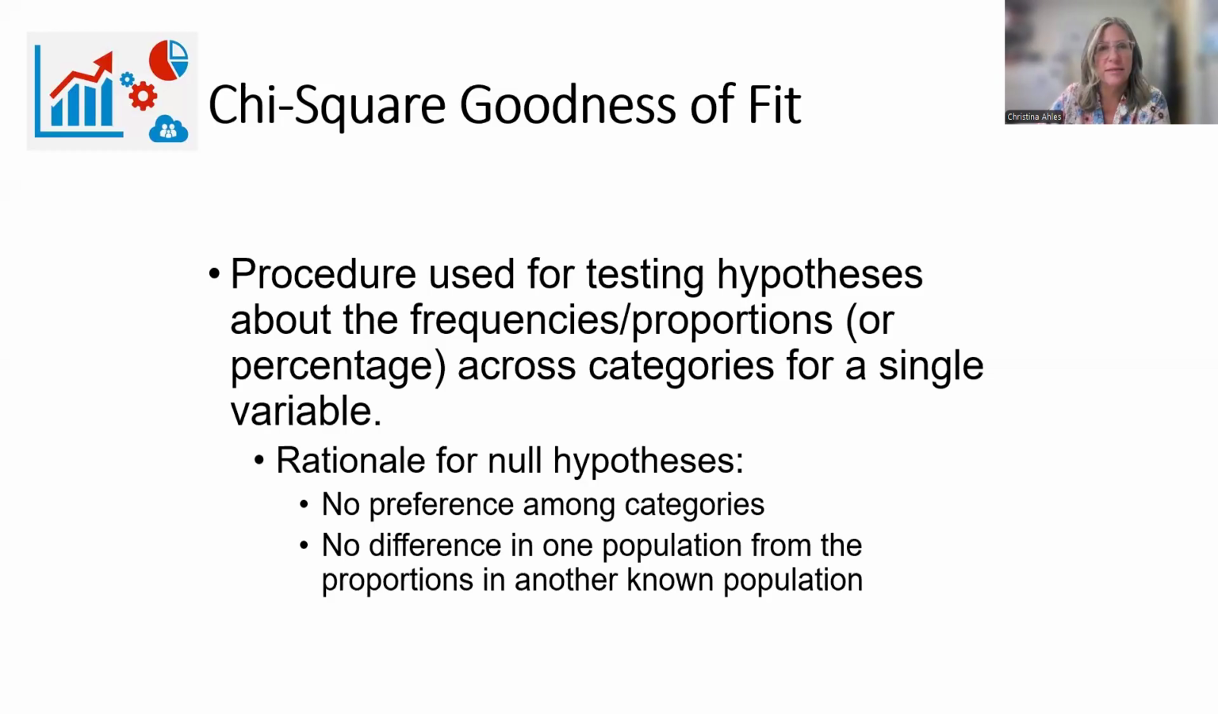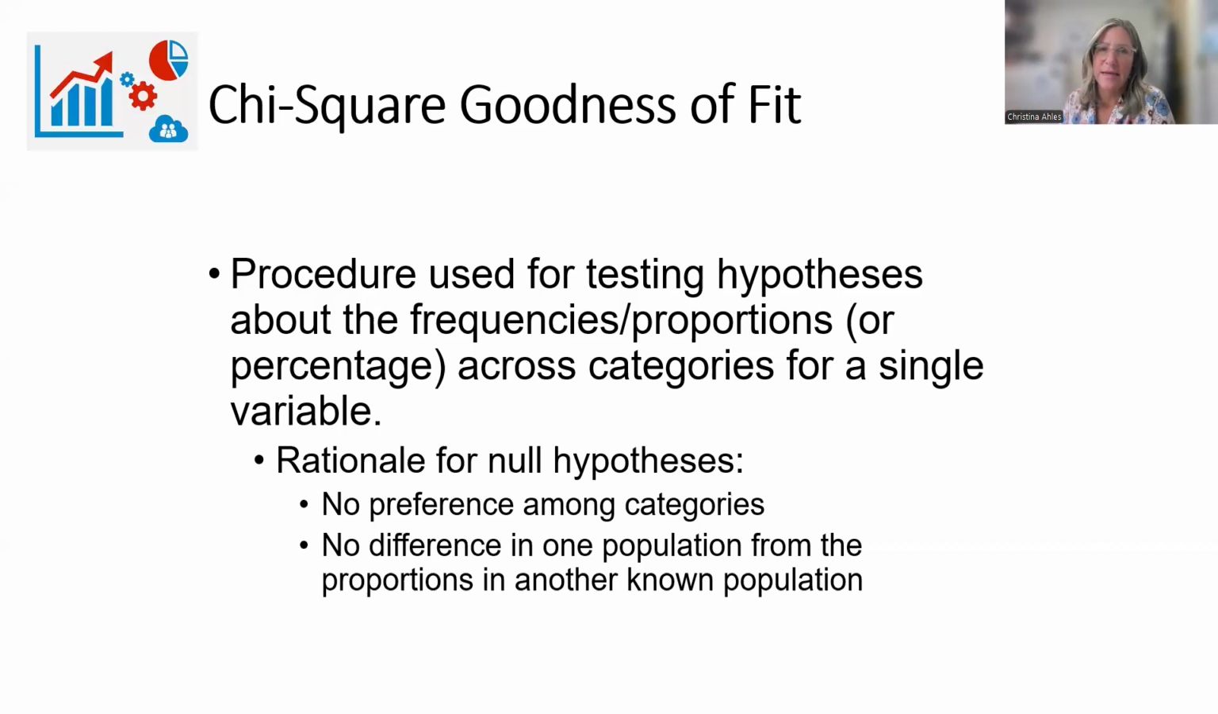All this does is test hypotheses about the frequency across categories for a single variable. It could be like if you have a preference between dogs or cats, the one variable is pet, type of pet. And then you have two categories within that variable. So the one variable is type of pet. You're just looking at how many people prefer dogs, how many people prefer cats. So that one single variable and just frequencies are counted.